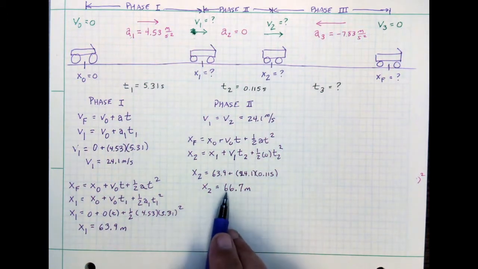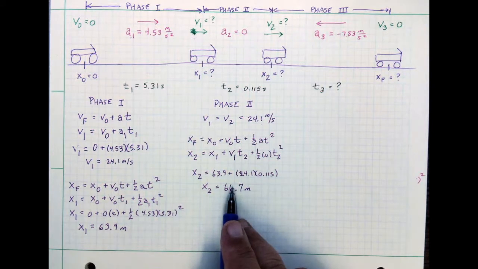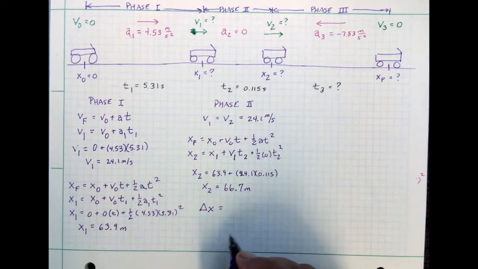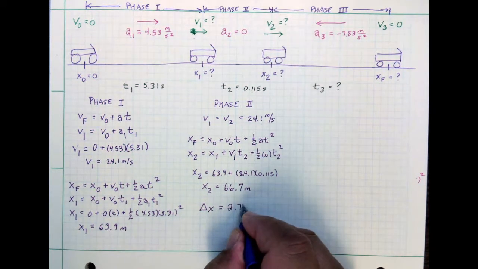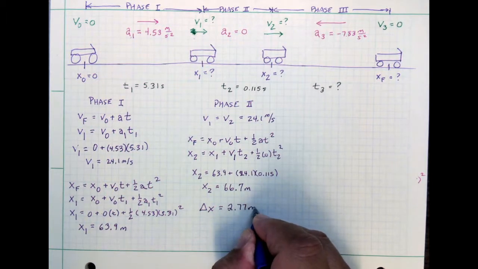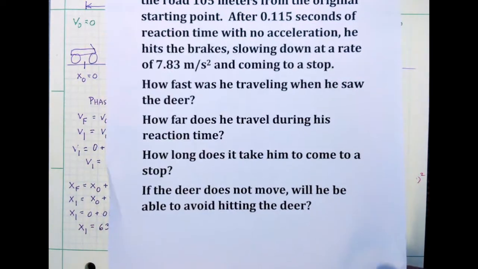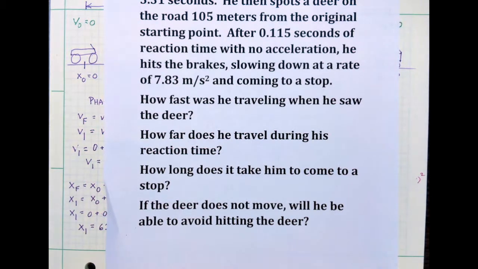Taking the difference between these two numbers, we get that the delta x during phase 2 was 2.77 meters. So the motorcycle traveled 2.77 meters during the reaction time. The last two questions involve phase 3. We are asked how long does it take the motorcycle to come to a stop, and if the deer doesn't move, will the motorcyclist be able to avoid hitting the deer?